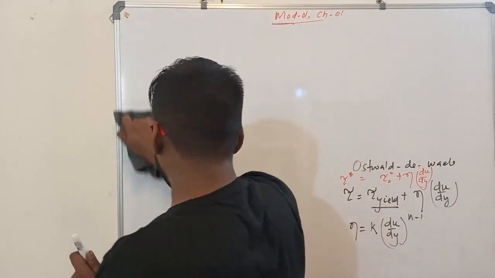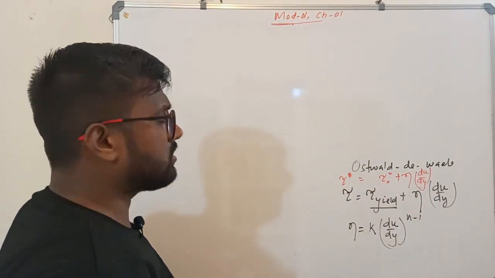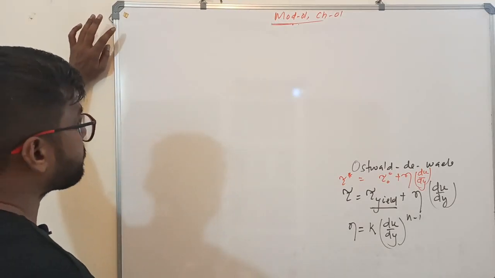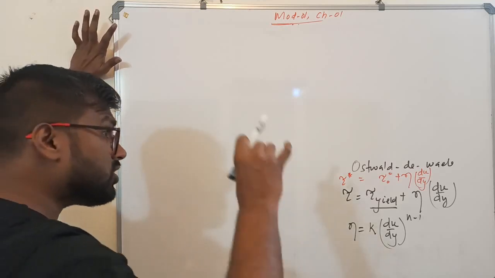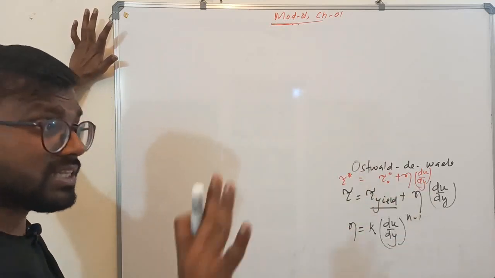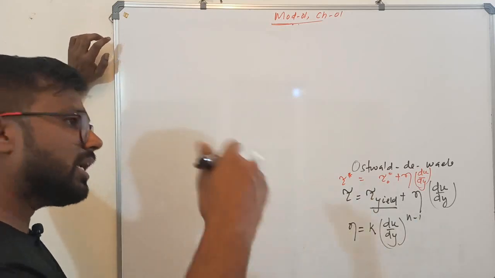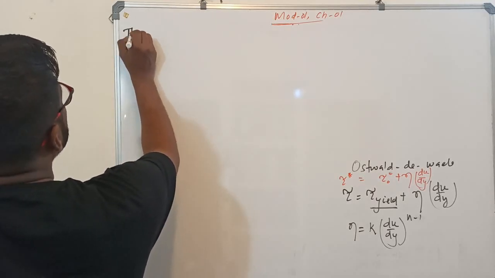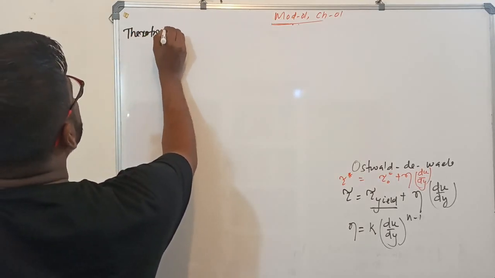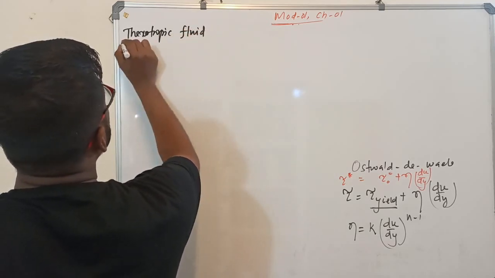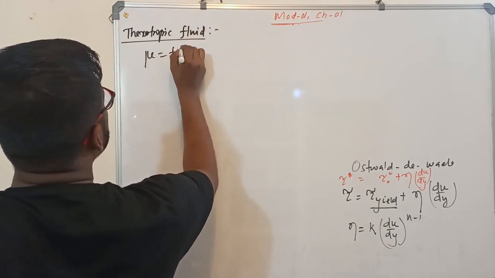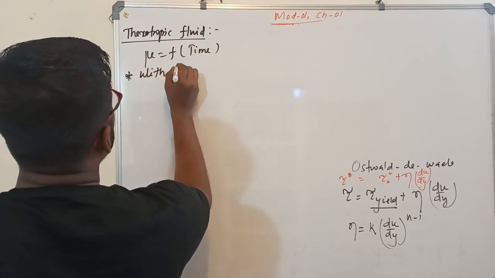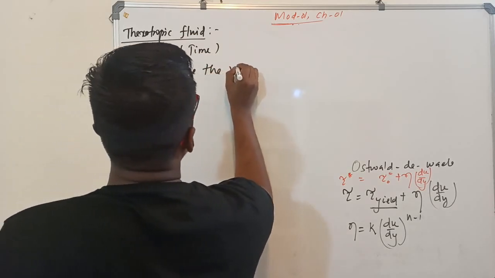It acted like a shear thinning. But here you have not applied force. Only time. That means by the passage of time, your viscosity decreases. It behaves like a shear thinning. That kind of fluid, we call it a thixotropic fluid. Here the viscosity is a function of time. They are time dependent. That is, with time, what happens to the viscosity?